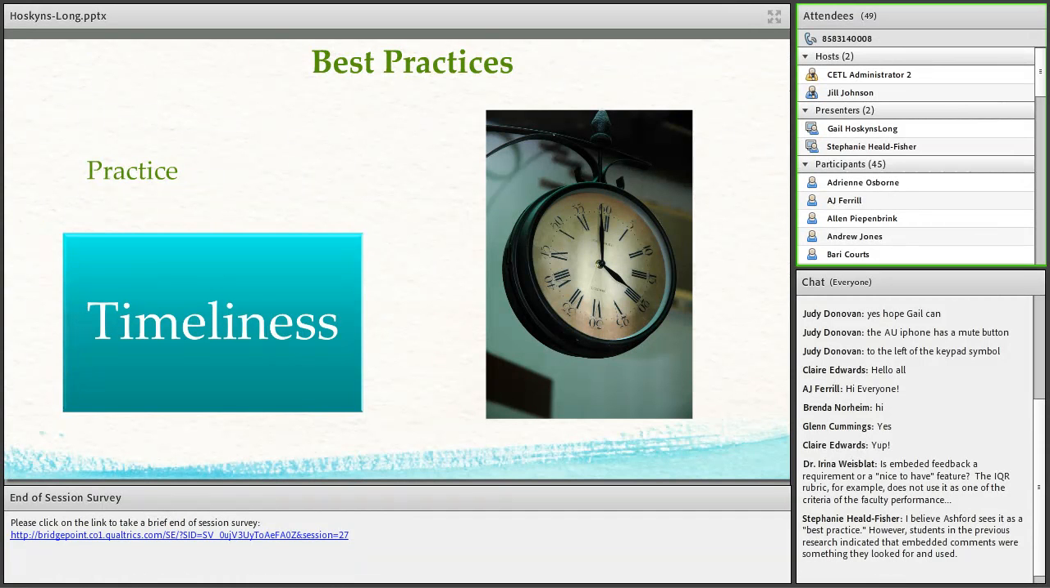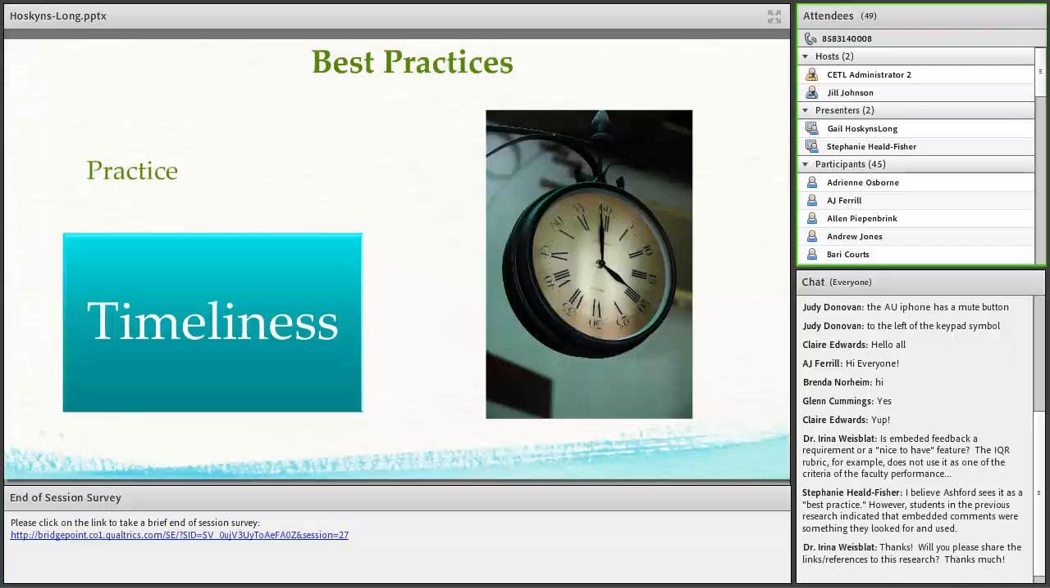The sixth best practice is timeliness. We thought it was interesting that the literature review said that a relatively short turnaround time was needed. And this is a good example of why specifics are needed. We weren't really sure what relatively short turnaround meant. The good news is that at Ashford, timeliness is specifically spelled out for us. We need to grade the discussions within 3 days and the written assignments within a 5-day period.